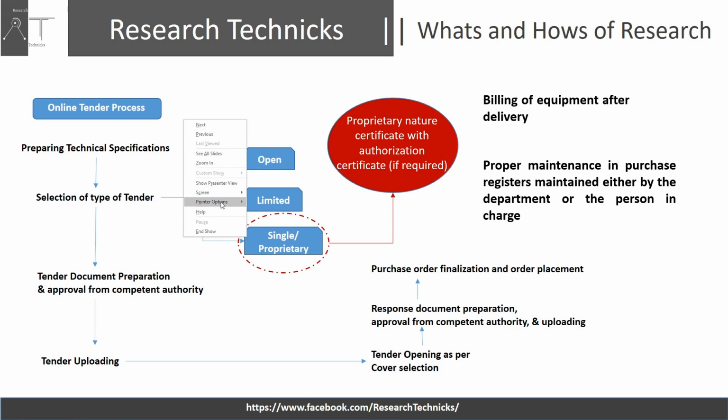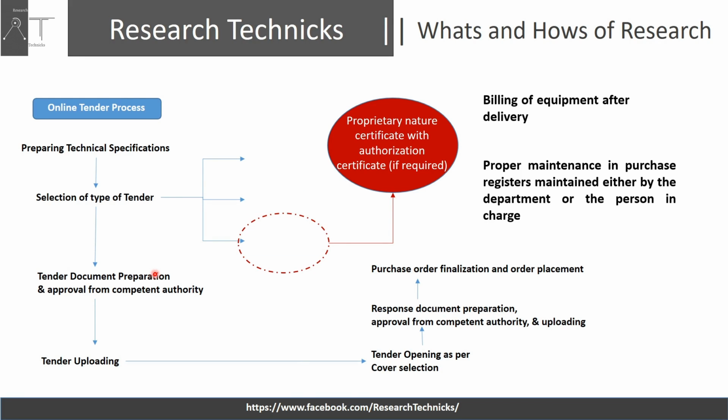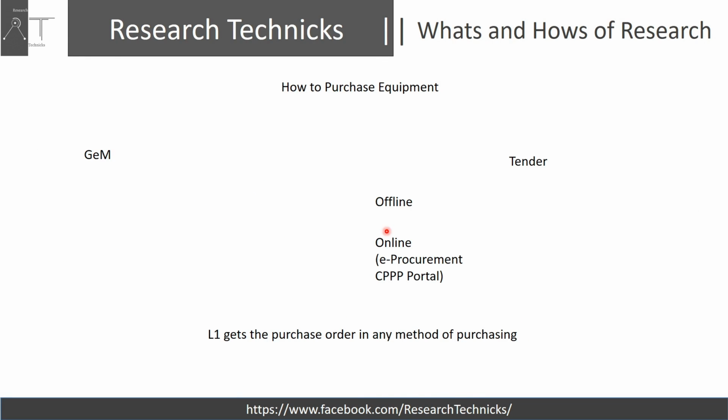Now you have selected the type of tender you want, open, limited or single, and accordingly you have to prepare the tender document. Okay, one thing, see, if you are going for an online process in India, it is through the e-procurement CPPP portal.